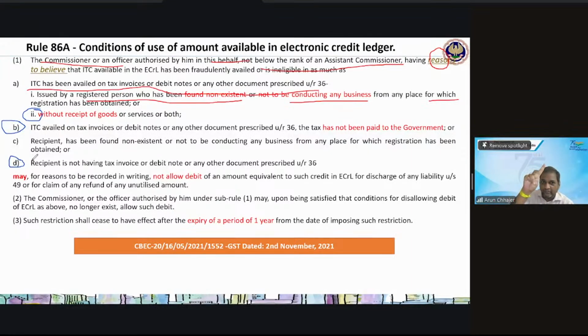Non-receipt of the goods, tax not paid, and third is not having the tax invoice. These three conditions are basically the condition of 16.2. Big question to all of you. I have highlighted three conditions. Can you tell me what are the balance conditions of 16.2 which are not there in the 86A?